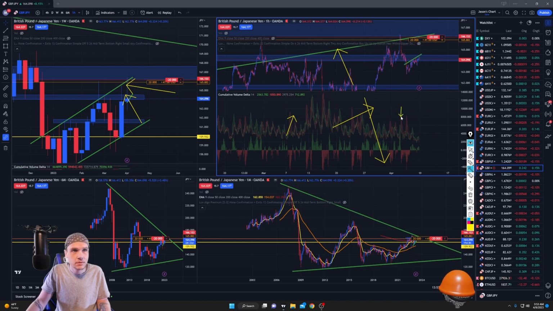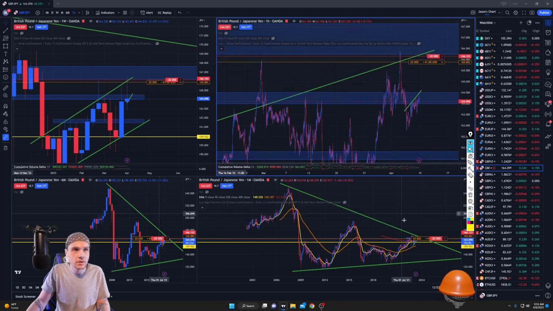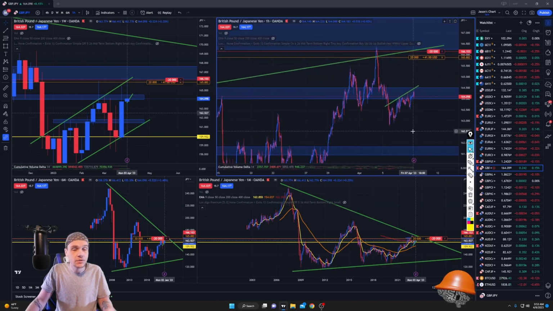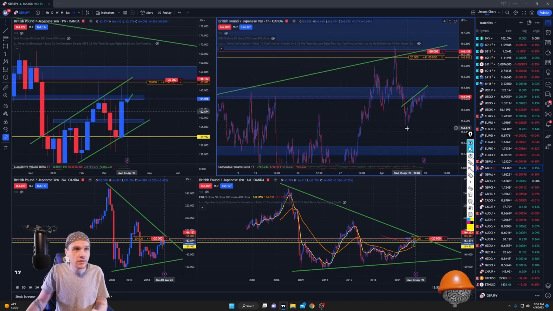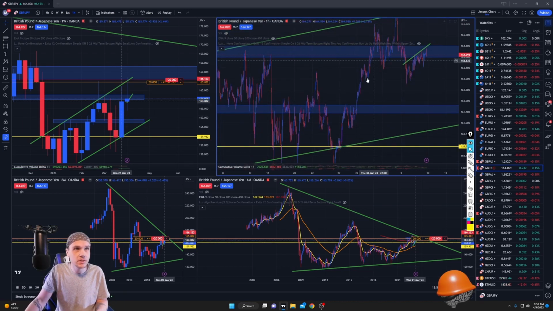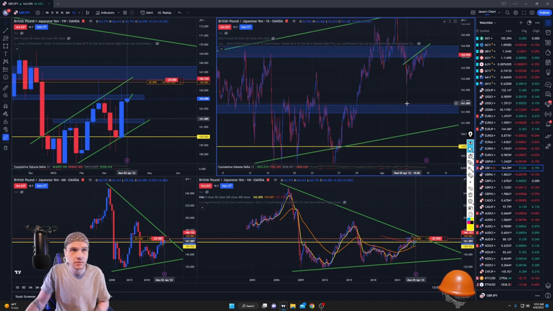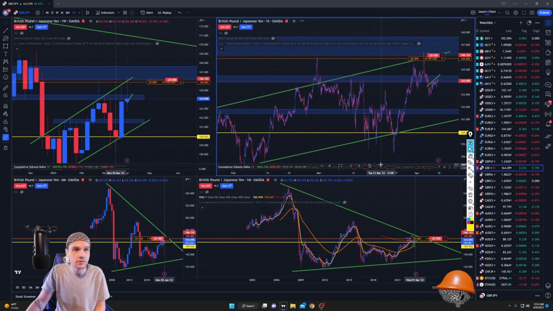Here. So this price is going up. This is going down. We have divergence there. And if you zoom even further out, we have even bigger divergence from this bottom to this high. It's moving up, but the volume is going down.